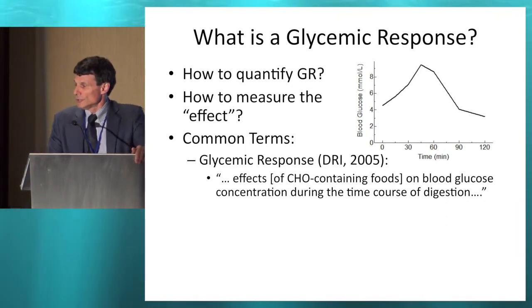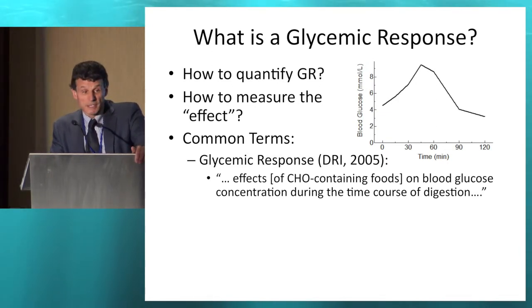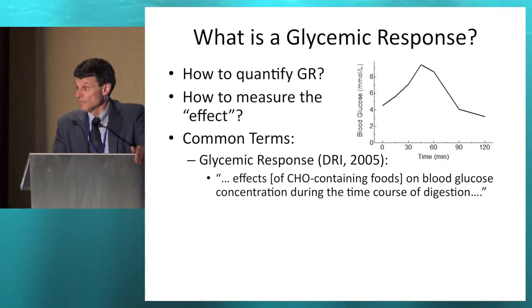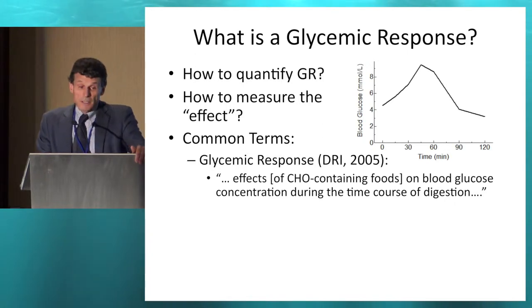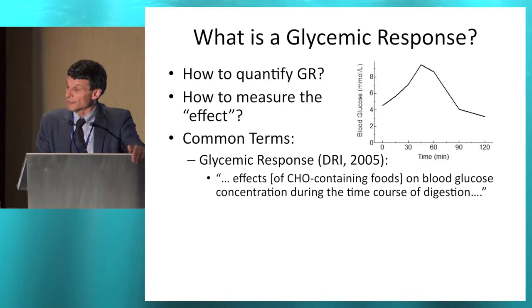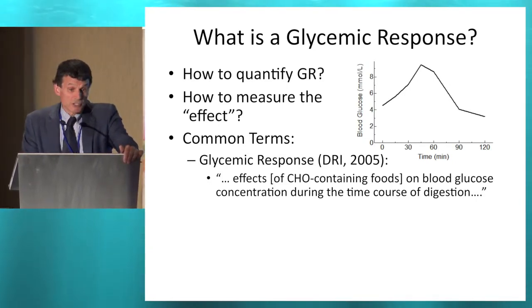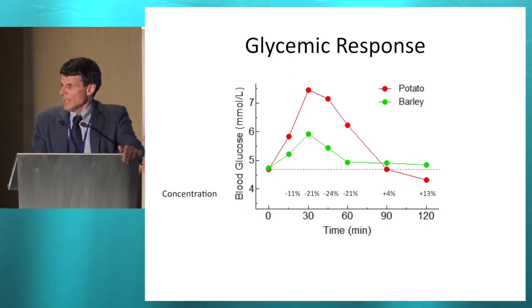There are several terms that have been used, and we'll start with glycemic response. This is the one which I think today most people tend to favor. It was defined by the DRI committee in 2005 as the effects of carbohydrate-containing foods on blood glucose concentration during the time course of digestion. This is okay, but my problem with it is that it's a very vague definition.